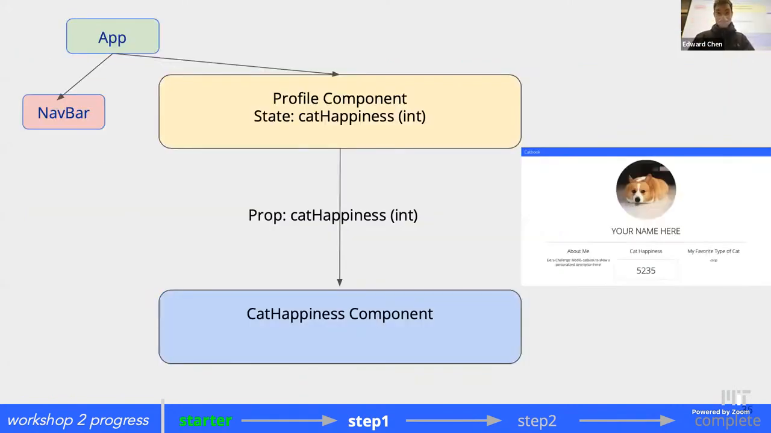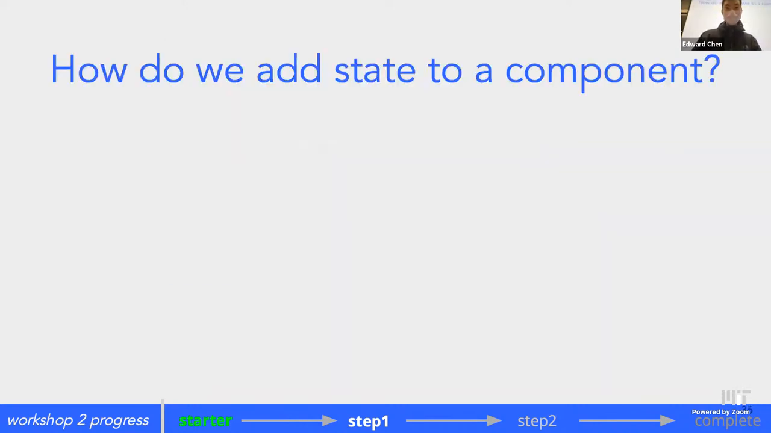Now let's go ahead and do that. This is just a tree showing that. So we're storing the cat happiness state, and I just want to point out the capitalizations here. The cat happiness state is in camel case, lowercase c, uppercase h, but we also have a cat happiness component where both the c and the h are capital letters. So we're going to store the cat happiness state in the profile component. We're going to pass it down as a prop, the cat happiness prop, to the capital C, capital H cat happiness component. So how do we add a state to a component?